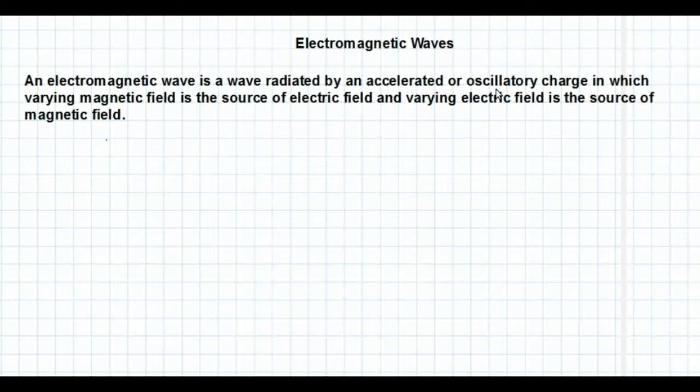When the charge is oscillatory, for example, if we take an LC circuit, a circuit that contains both an inductor and a capacitor, such a circuit will act as a tank circuit, or it will act as an oscillatory circuit.